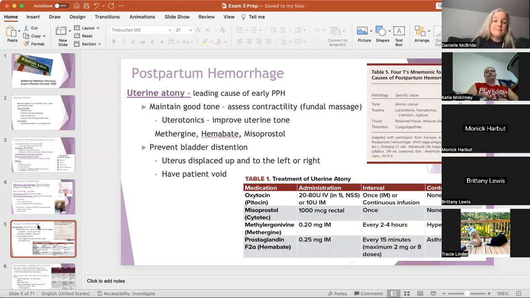Okay. So we wanted to, does that answer your question, Katie? Okay. So we wanted to give Pitocin to help the uterus to contract. What other medicines could we use to help contract the uterus?